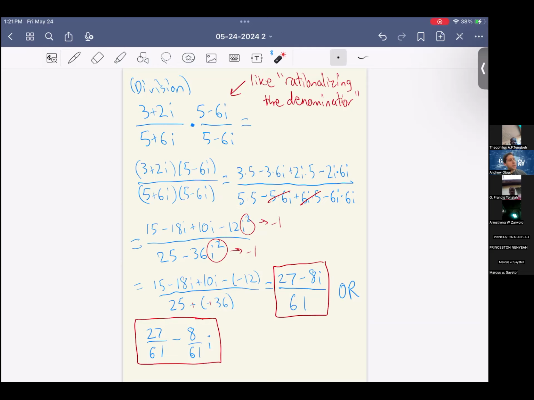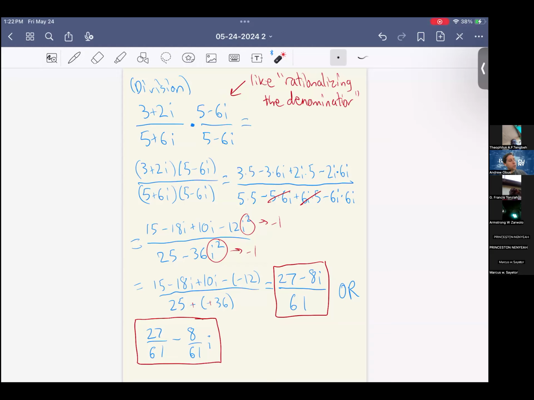Right. So the point is, if you have this expression, you can't simplify these fractions unless the denominator is real. And right now the denominator is not real. It's 5 plus 6i, so it's a complex number. It's not a real number. So the reason you do this rationalization, I mean, we should really call it a realization instead of a rationalization, is to make the denominator real, right?